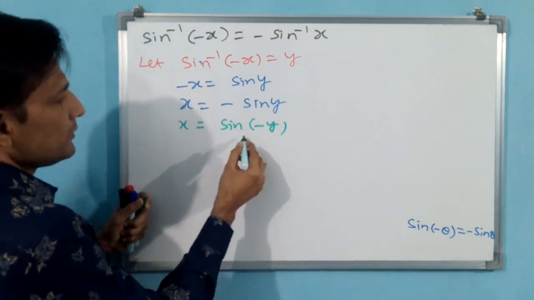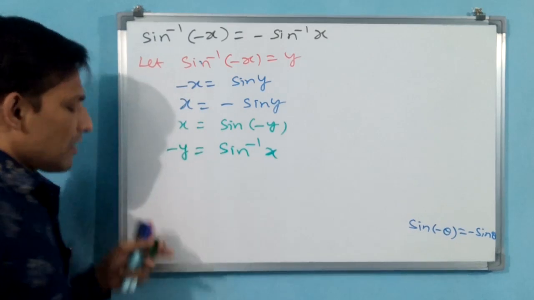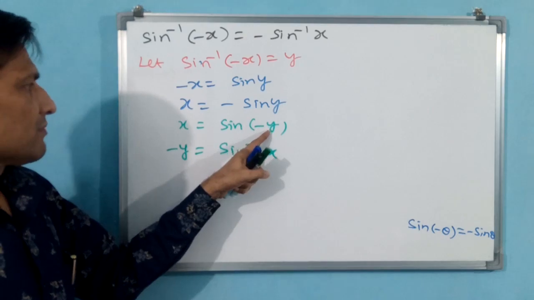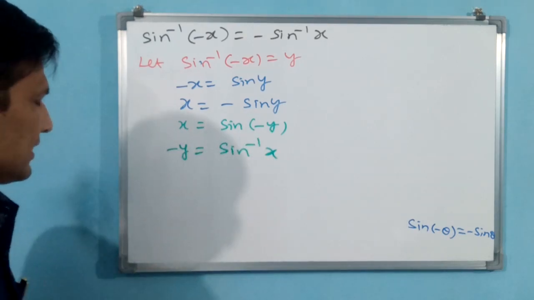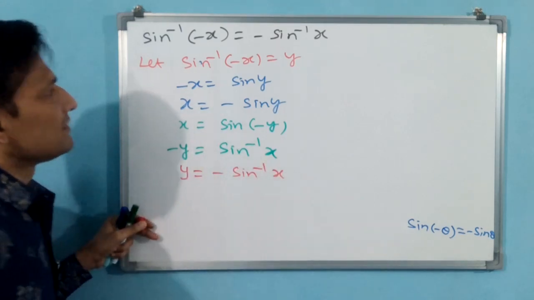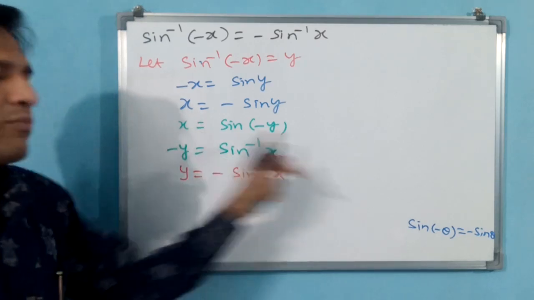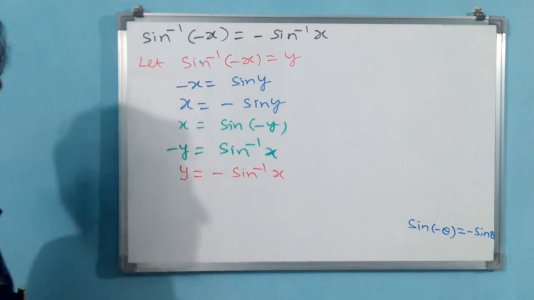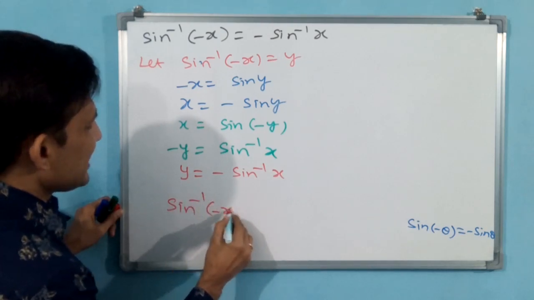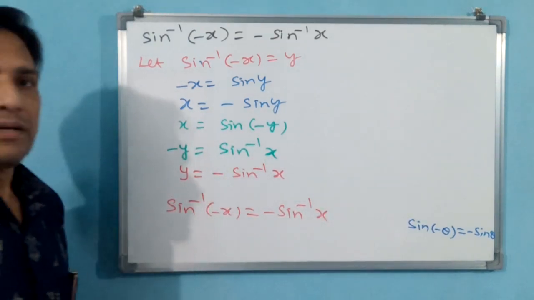Now what I am going to do: minus y is equal to sin inverse x. Is it correct? Definitely correct. Why? Because I have kept minus y on one side, and sin I have sent to the other side. Now again, y is equal to minus sin inverse x. This minus I have transferred. If you multiply both sides with minus, this becomes plus and this becomes minus. What is y? Y is sin inverse of minus x. So sin inverse of minus x is equal to minus sin inverse x. You understand how it has come?